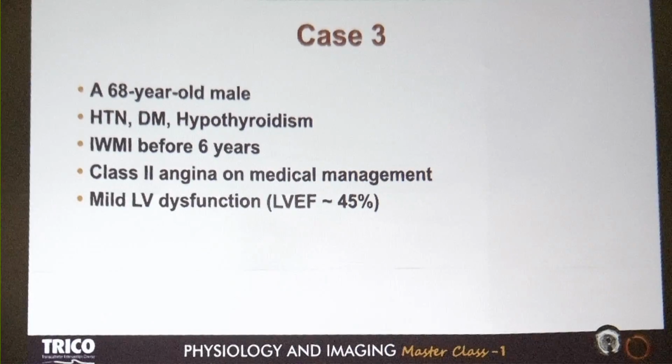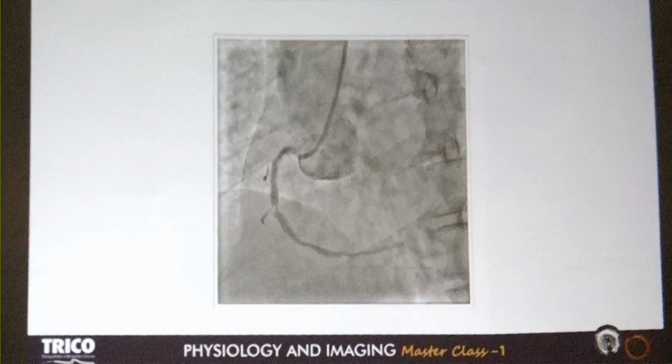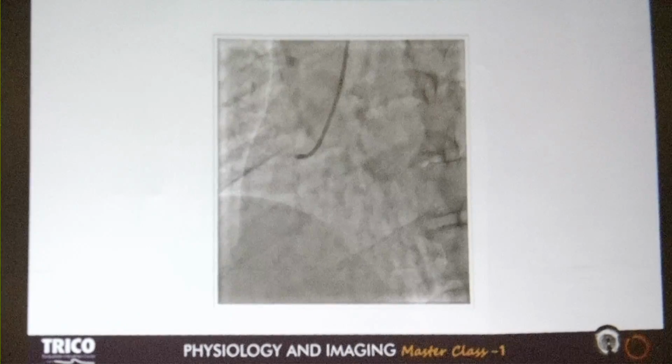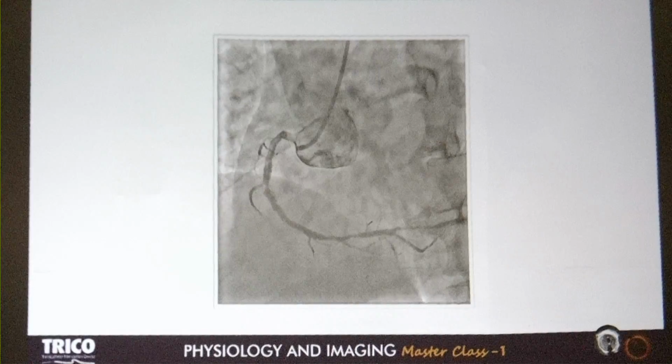This is a case, a 68-year-old male, hypertension, diabetes, myxedema, inferior wall MI before 6 years. I repeat, inferior wall MI before 6 years, class 2 angina on medical treatment, LV dysfunction mild, and this is the angio image. What do you think? It is a ring lesion with a severe fibrosis, recanalized. Recanalized, right? So which wire will you use, Ajay?